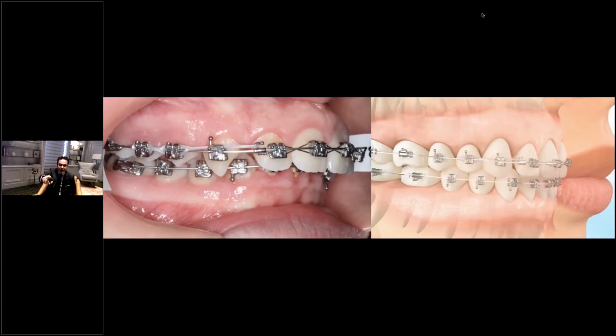This is what we like, that we see in the movie, retracting the anteriors. Let's see. This is what we like, retracting those anteriors with the power chain and sliding back the wire. This is what we pretend.